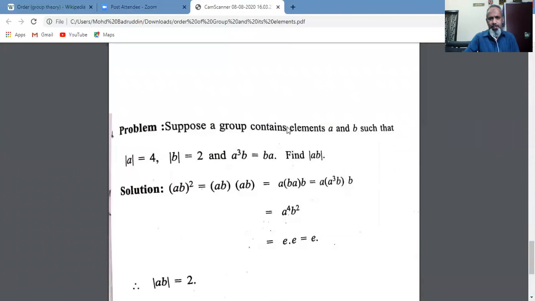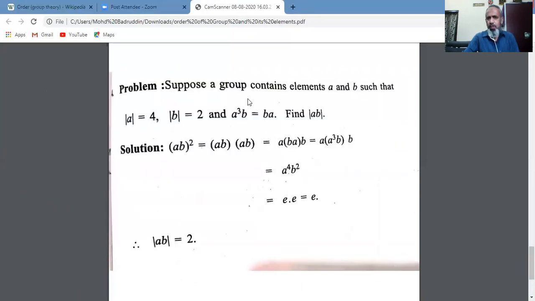Now another problem: suppose a group contains elements A and B such that order of A is equal to 4, order of B is equal to 2, and A cube B is equal to BA. So these are the conditions given. Now we have to determine the order of the element AB. So how to prove? Let us consider (AB) whole square. If we get (AB) whole square is equal to the identity element, then order of AB is equal to 2. If we get (AB) whole cube is equal to the identity element, then order of AB is 3.